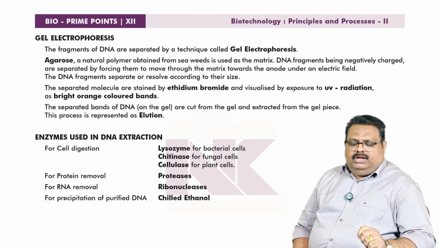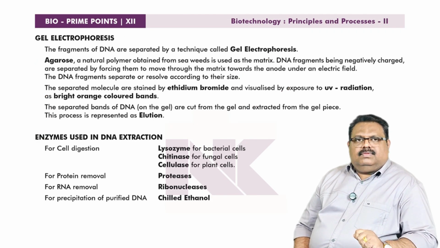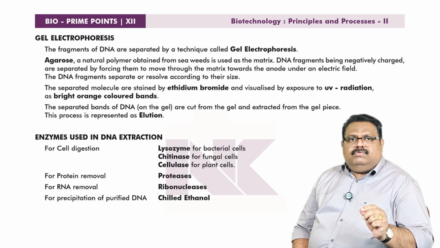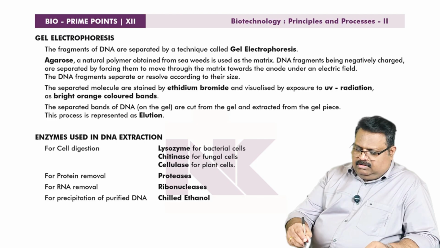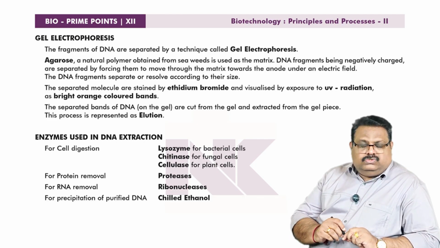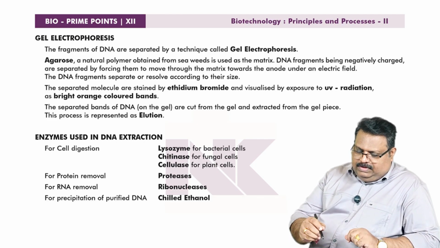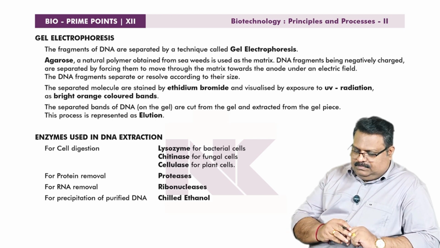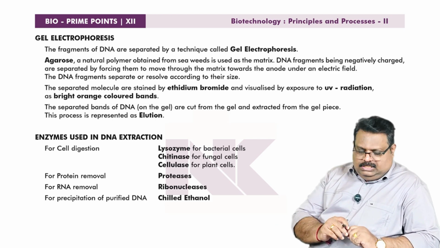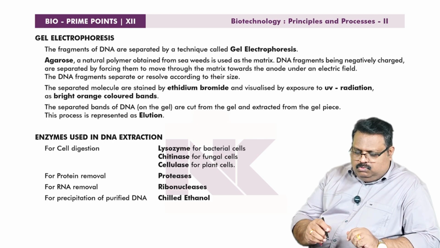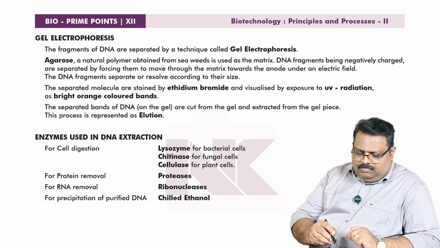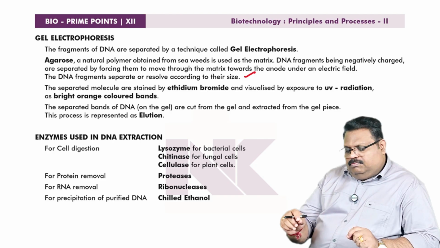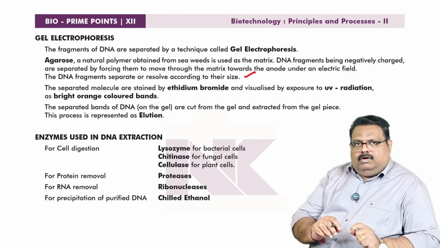Okay. The next prime point is gel electrophoresis. Gel electrophoresis is for isolation of desired fragment. The fragments of DNA are separated by a technique called gel electrophoresis. Agarose, a natural polymer obtained from the seaweeds, is used as a medium matrix. The DNA fragments being negatively charged are separated by forcing them to move through a matrix towards the anode under an electric field. The DNA fragments separate or resolve according to their size. That means the smaller fragments will move faster and the larger fragments will move in a slower manner.